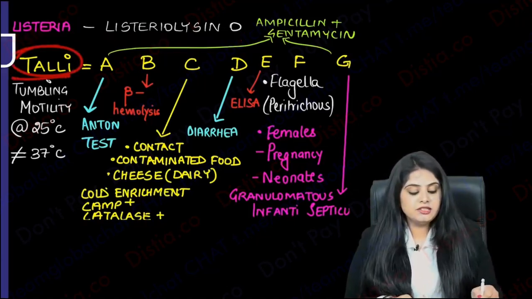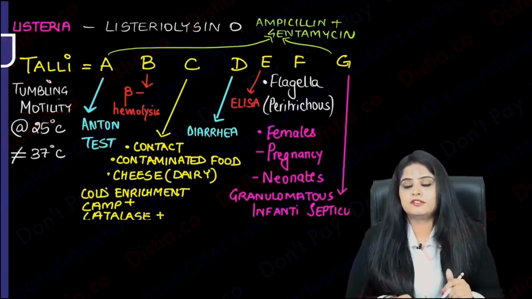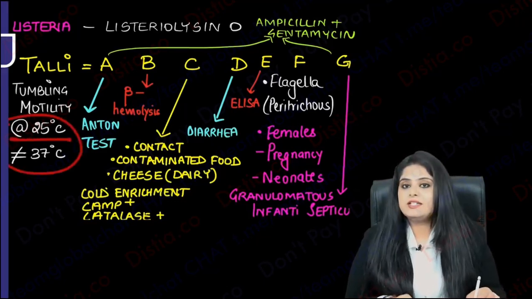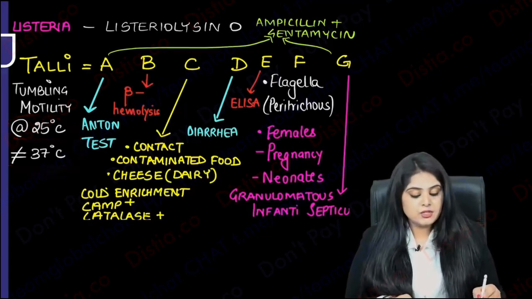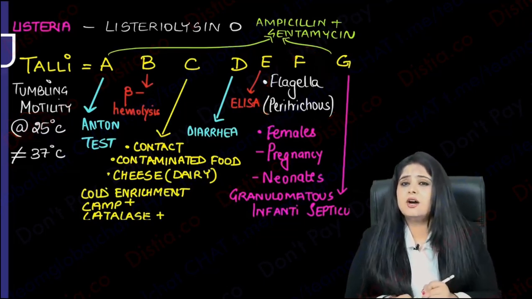What is Tully? This Tully means it shows you tumbling motility. It tends to fall here and there like a drunk person. So it shows you tumbling motility, and it is going to be tumbling at 25 degrees but not tumbling at 37 degrees. Why? Because at 25 degrees, it produces a flagella called peritrichous flagella. How do I learn it?